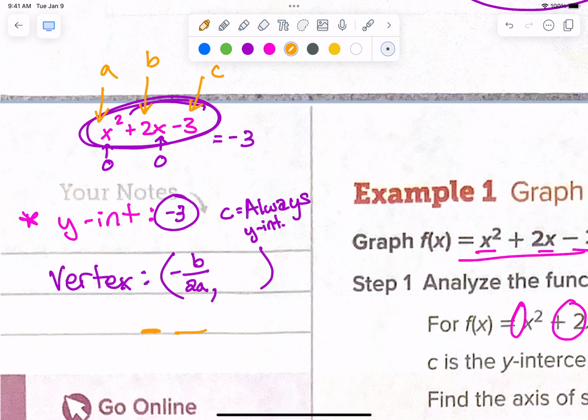Here we go. Negative b over 2a. I have my negative. The b value is 2. 2 times a. What's a? Nope. A is 1.